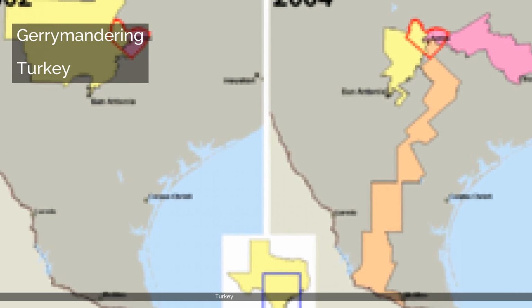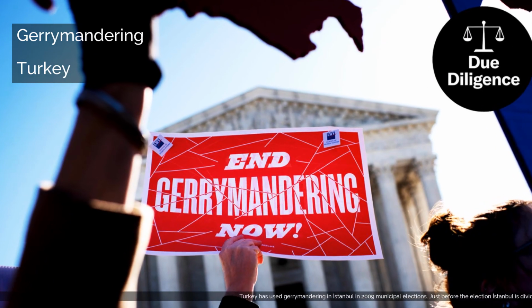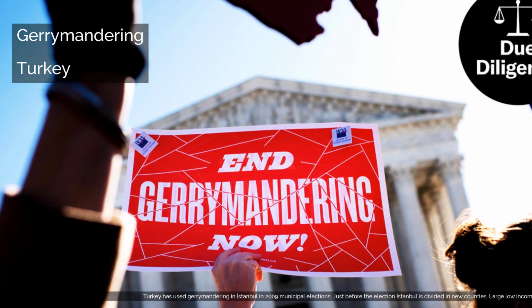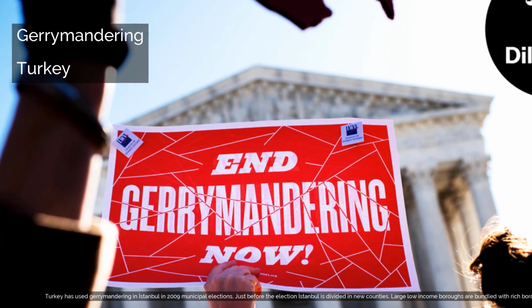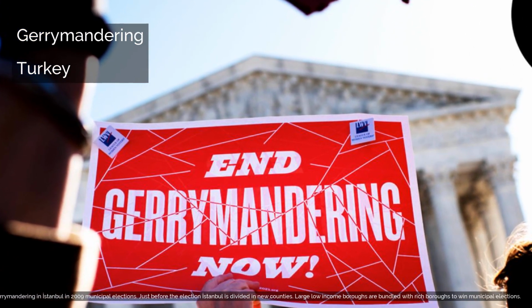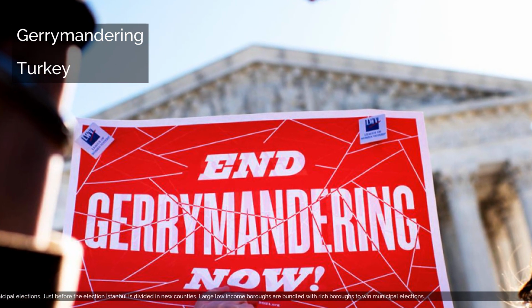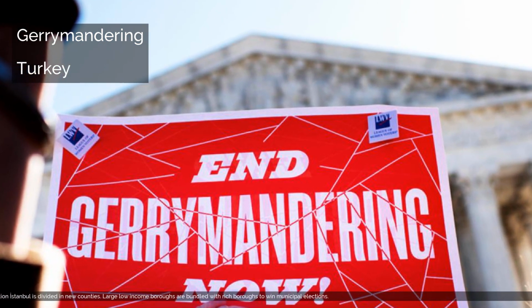Turkey. Turkey has used gerrymandering in Istanbul in the 2009 municipal elections. Just before the election, Istanbul was divided into new counties. Large low-income boroughs were bundled with rich boroughs to win municipal elections.